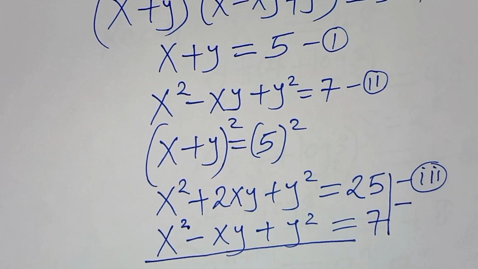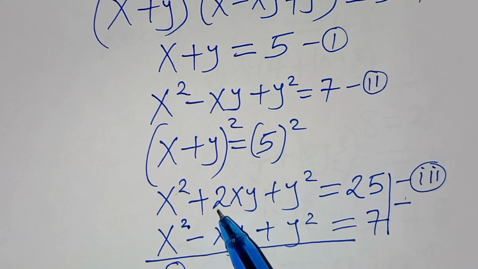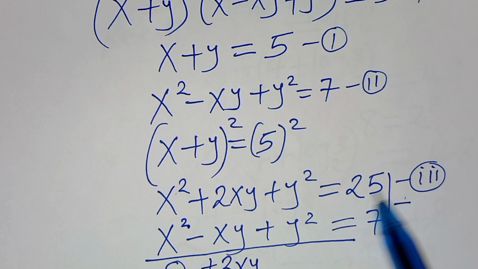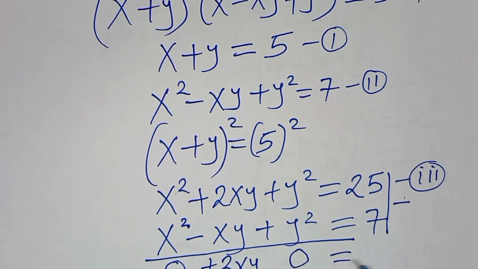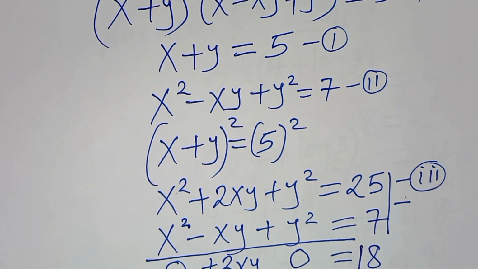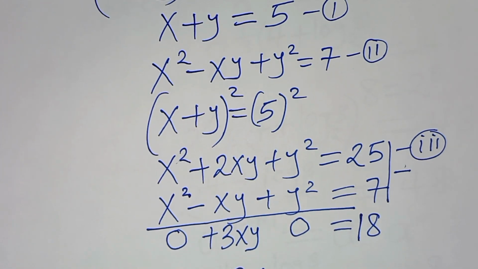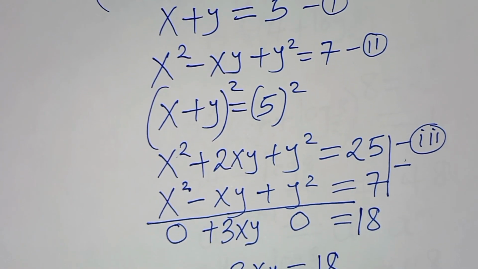Let's subtract quickly. We have x squared minus x squared, which is equal to 0. Then 2xy subtract minus xy is actually plus 3xy. The next step, y squared minus y squared simplifies to 0, and this is equal to 25 subtract 7, which is the same thing as 18. So here we have 3xy equal to 18.